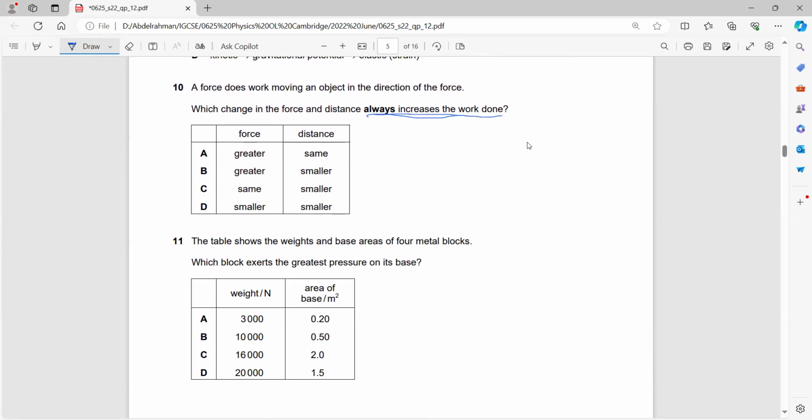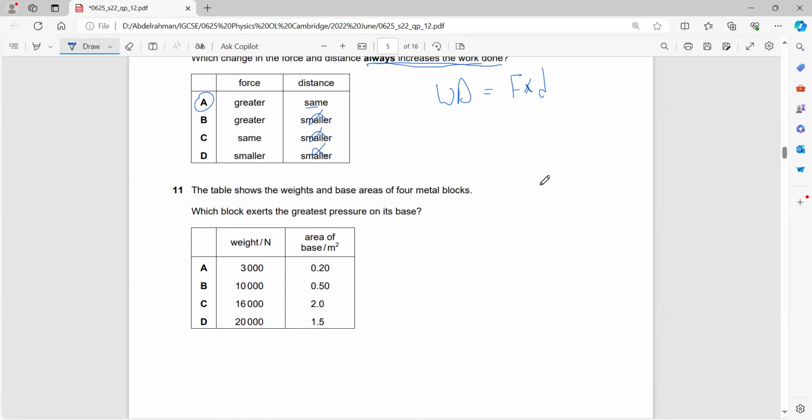Force does work, moving an object, which changes... The work done always increases. The work done equals force times distance moved. You cannot decrease the distance. You can either keep it the same or increase it. So the only right answer would be A.